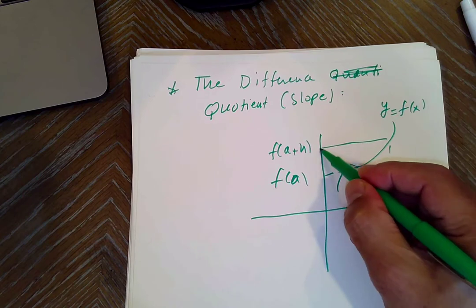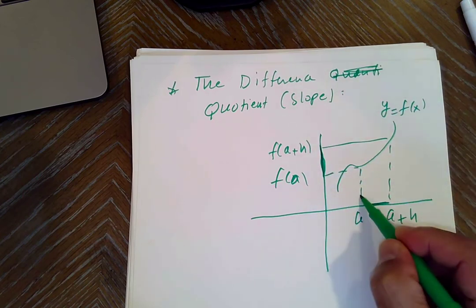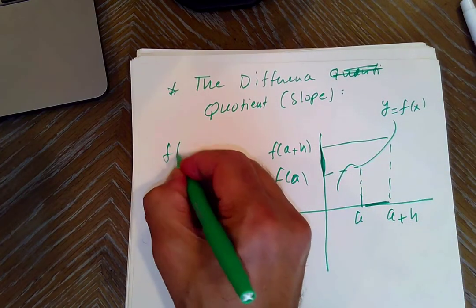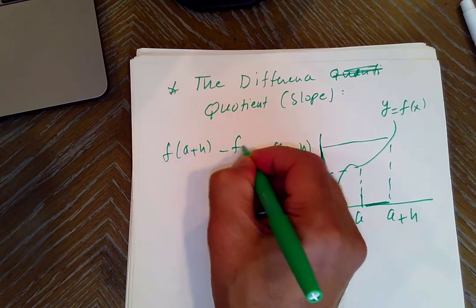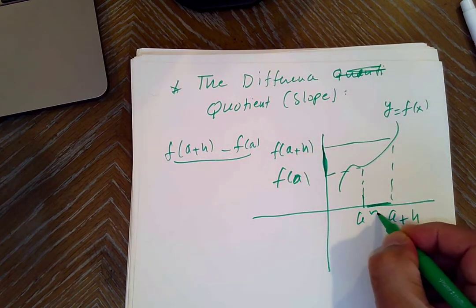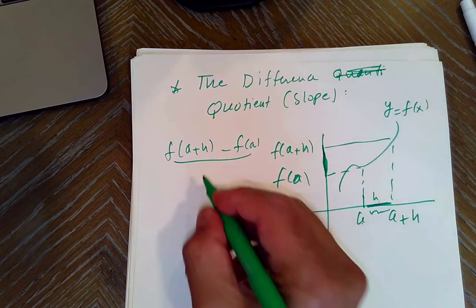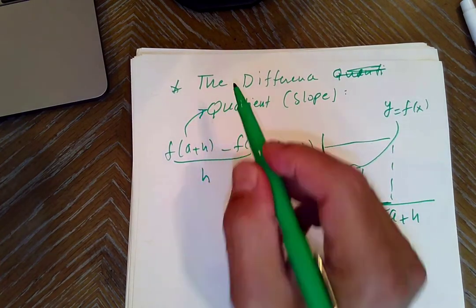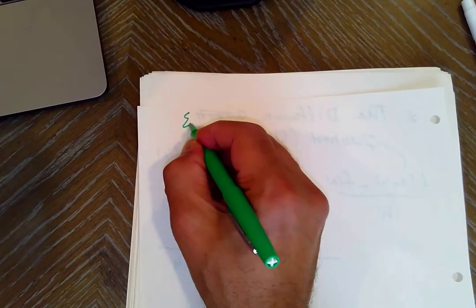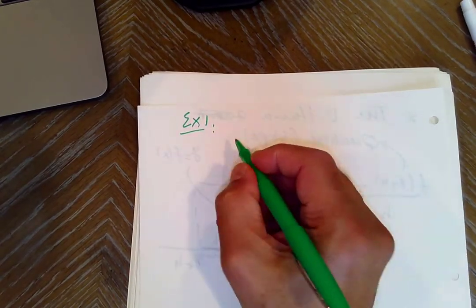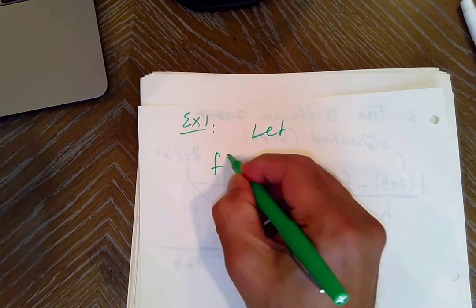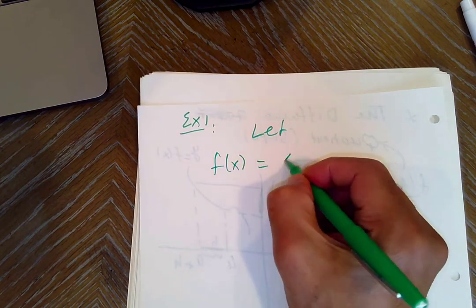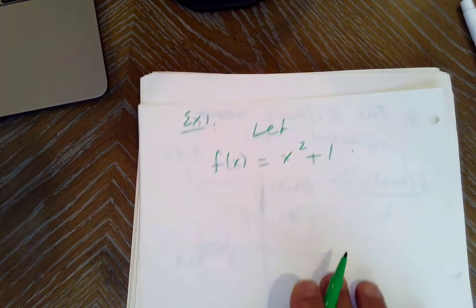Remember, the slope is y2 minus y1 over x2 minus x1. Same thing. So f of a plus h minus f of a over h, because a plus h minus a is h. That's called the difference quotient. So let's see an example about that. This is, by the way, extremely important in calculus.